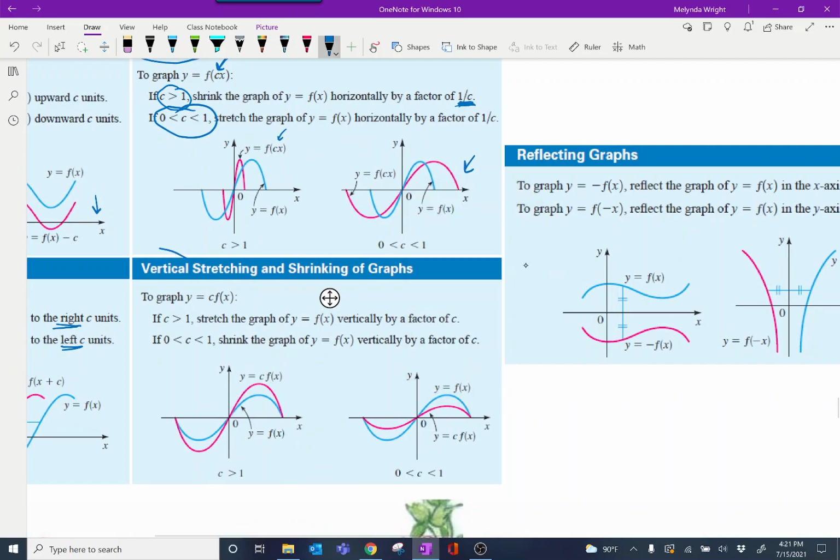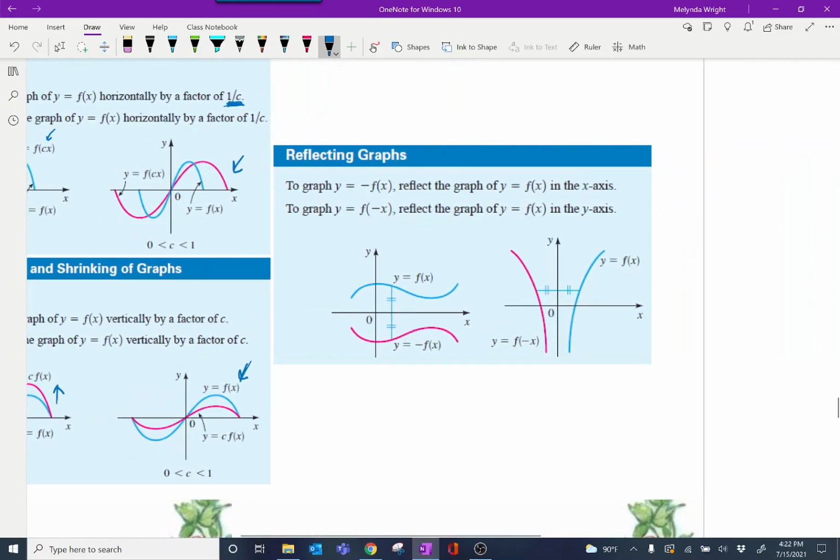For vertical stretching and shrinking, the transformations that involve y are a little bit more straightforward. Whatever number is outside multiplying the function, if that number is greater than 1, it's going to stretch vertically, so it will get bigger, taller. And if the number c is between 0 and 1, then it's going to shrink it, like in this example.